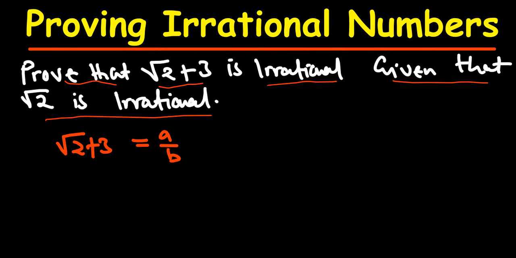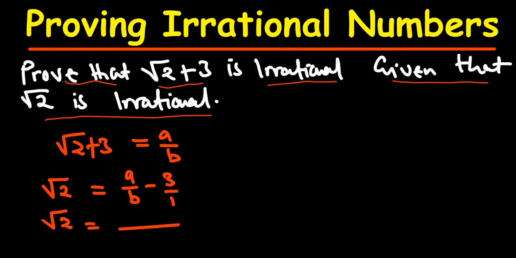So what are we going to do here? We are going to leave the root of 2 on our left, and say this is equal to a over b minus 3 over 1. Then root of 2 is equal to, the common denominator here will be b. So b into b is 1, so I have a minus, and 1 into b is b. B multiplied by 3 will just be 3b.